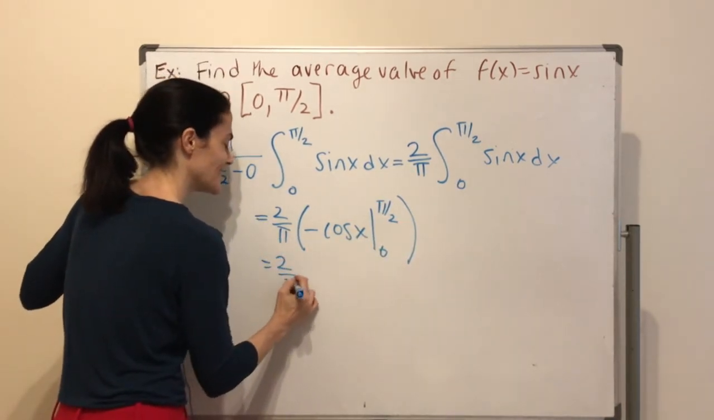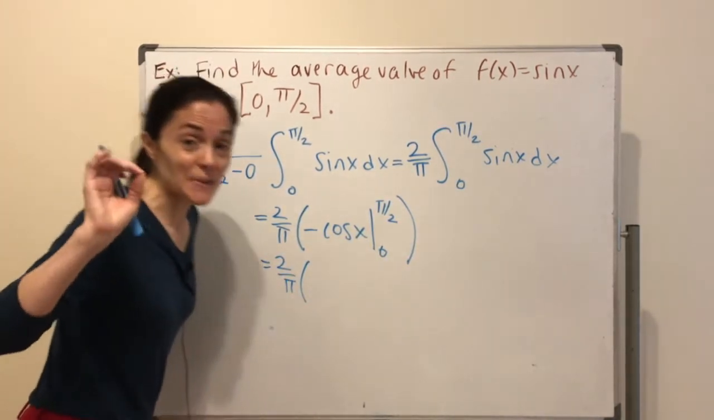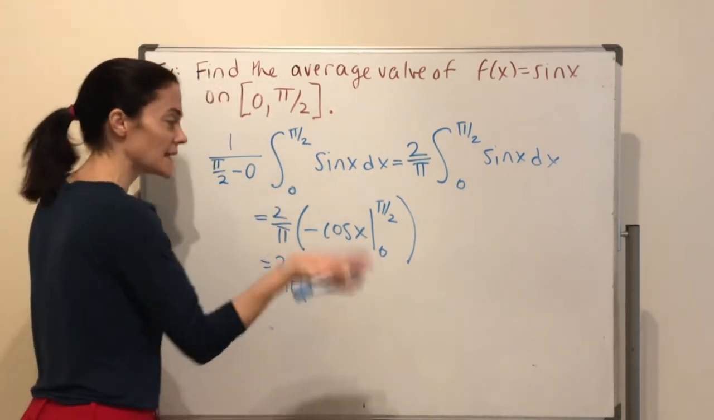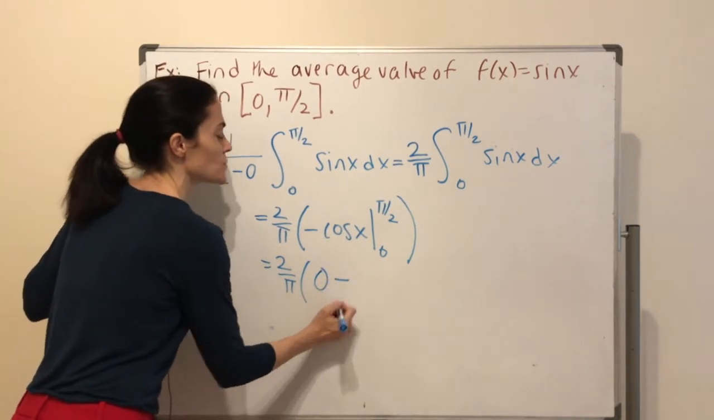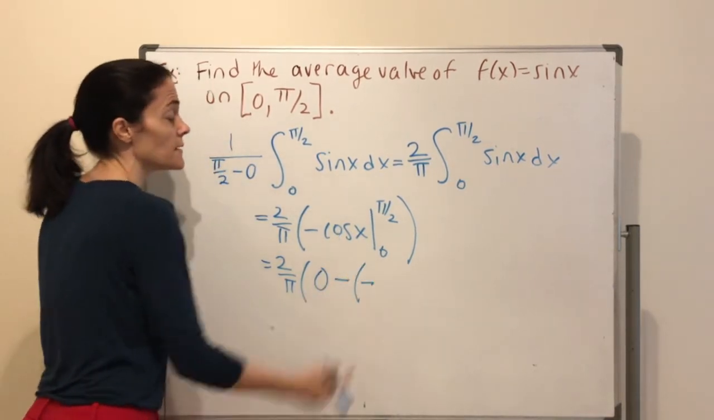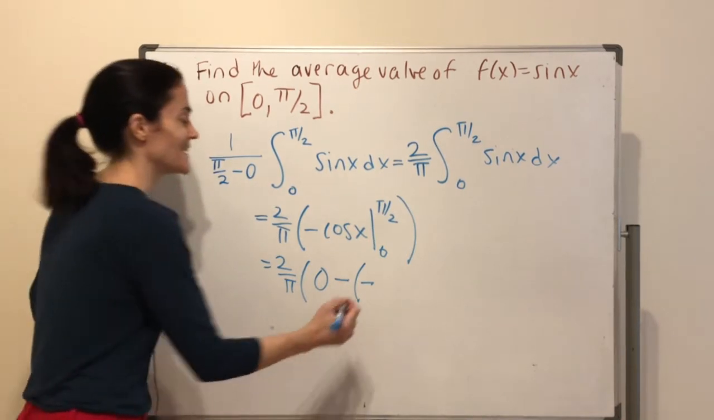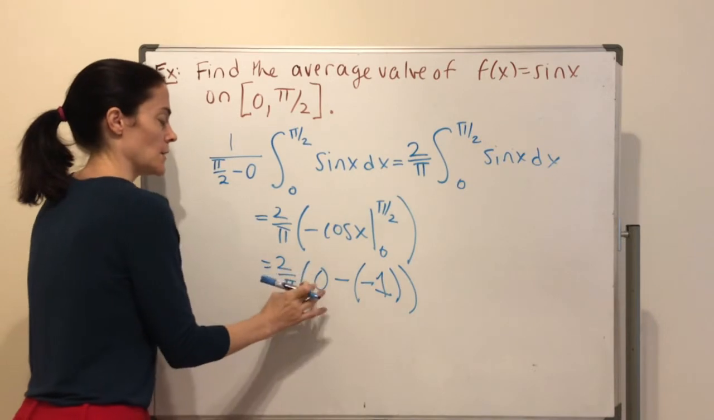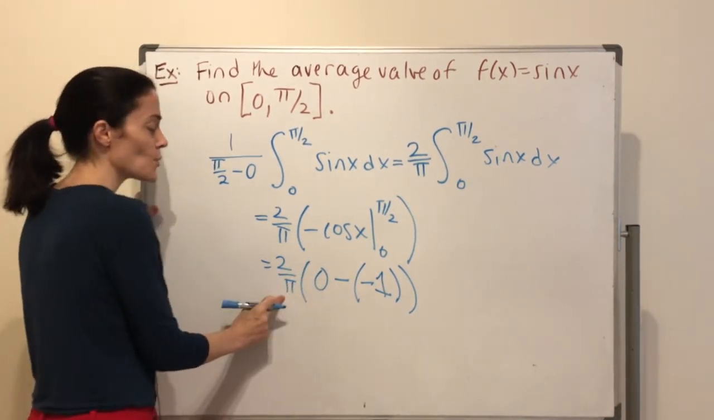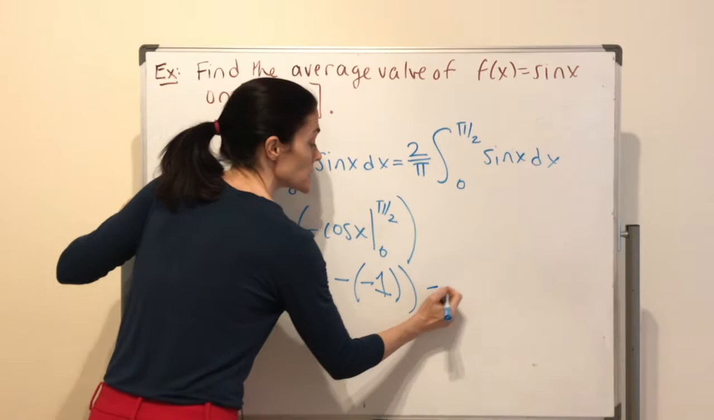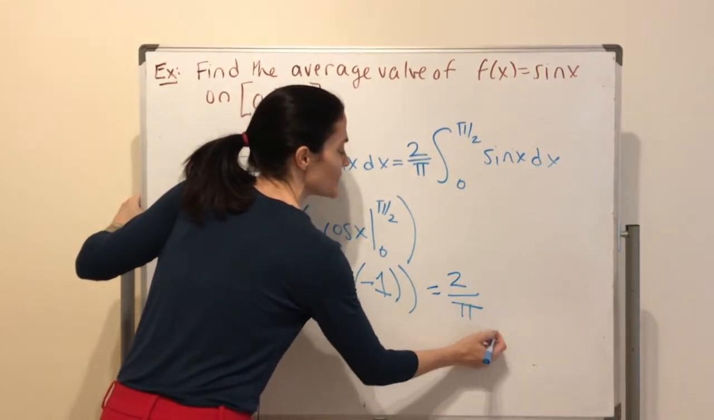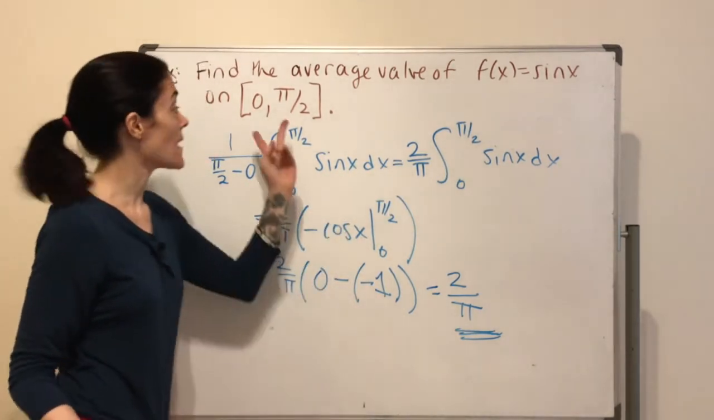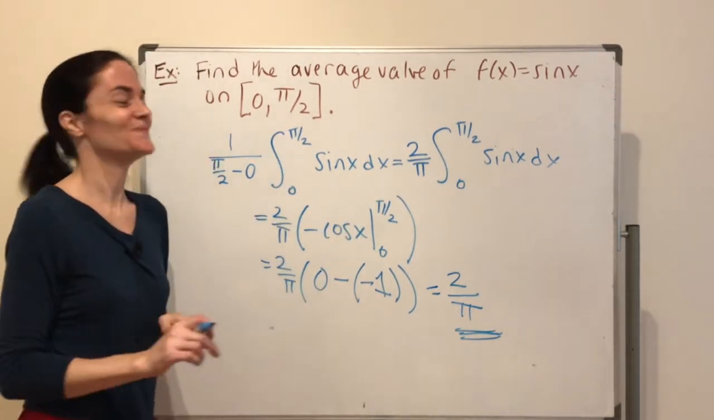The upper limit, cosine of pi over 2, is 0, so we get negative 0. And then subtract off, cosine of 0 is 1. So the average value is 2 over pi times 1, which is 2 over pi. This is the average value for sine x on this closed interval.